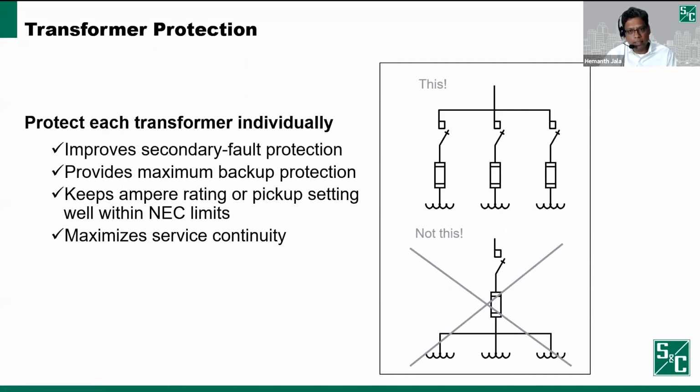Another rule is to make sure that you protect each transformer individually. So you want to make sure that a single fuse protects a single transformer. You don't want to be combining three transformers or more and having one particular fuse protect multiple transformers. That just improves secondary fault protection, and it'll also ensure that you'll have maximum service continuity. And there are NEC limits, and you'll make sure that the ampere rating you're selecting for the fuse for a particular transformer stays within those limits.